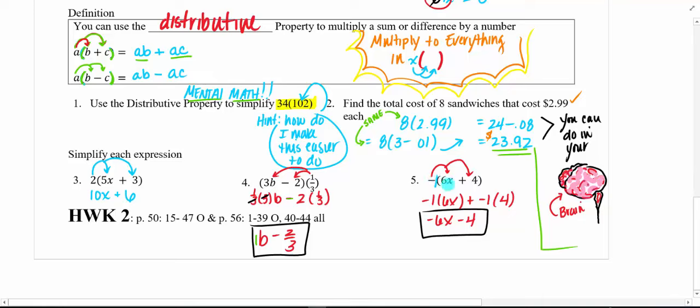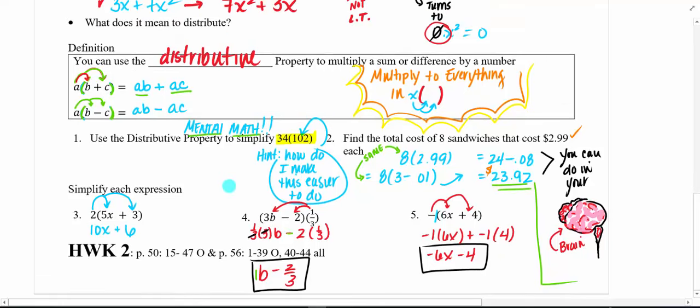Well, if this is a positive 6x and we multiply it by a negative, guess what happens? It becomes a negative 6x. That's what multiplying by a negative 1 does. It changes whatever sign is there. Well, this is a positive 4, so it's going to multiply to a negative 4. Here's where the distributive property can apply to something you're doing today.